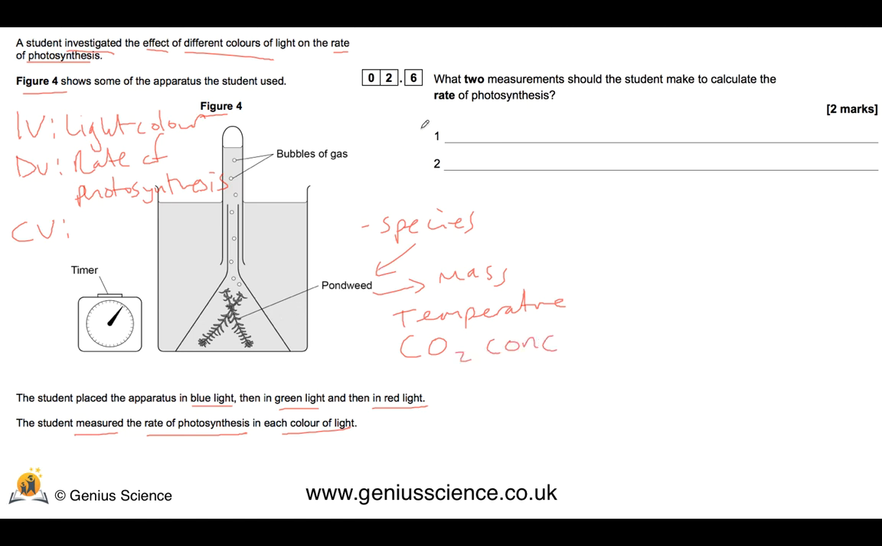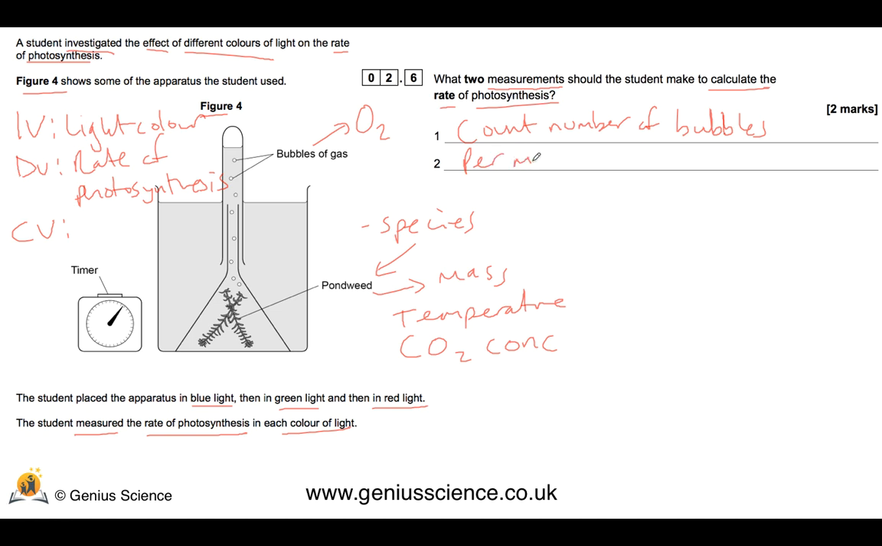Now, let's go to question 2.6 specifically. It's asking, what two measurements should the student make to calculate the rate of photosynthesis? So the rate, how fast it's happening. There's a couple of things you could do here. Obviously, these bubbles of gas are going to be oxygen. Now, what you could do is count the number of bubbles, and you could count the number of bubbles in a given time. You may have done this practical in class where you counted the number of bubbles produced per minute.